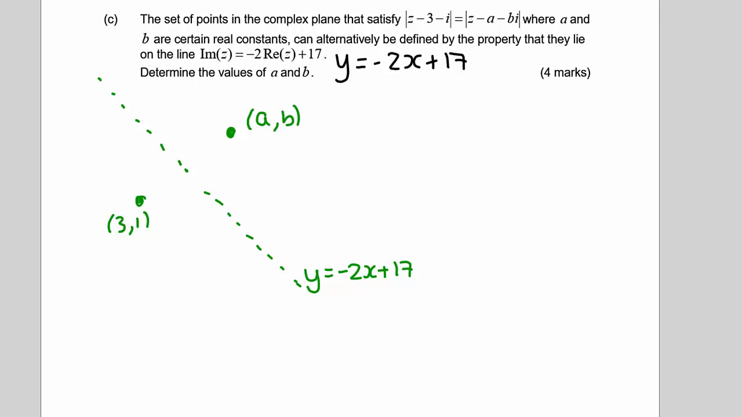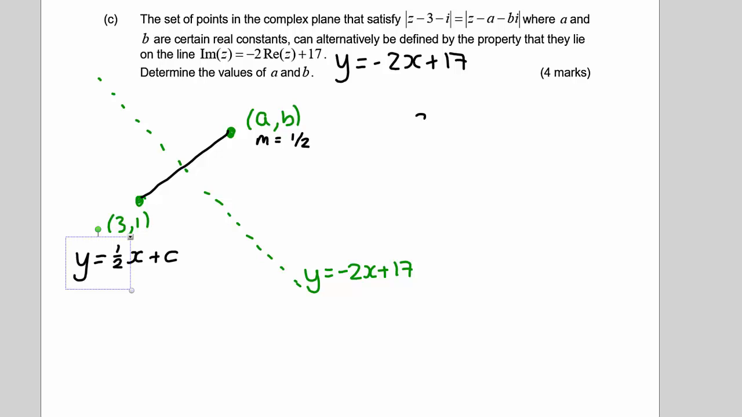So there's a few things we know. We now know that the gradient of that line, so m has to equal 1/2, because this is the perpendicular bisector. We also know that the black line has to have the equation y equals 1/2x plus something. Okay. And we know one of the points that it definitely lies on. It lies on 3, 1.